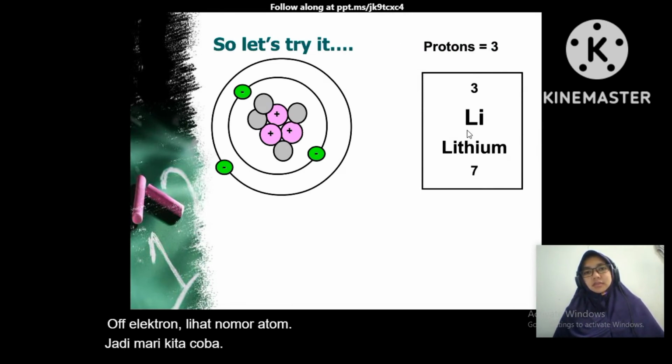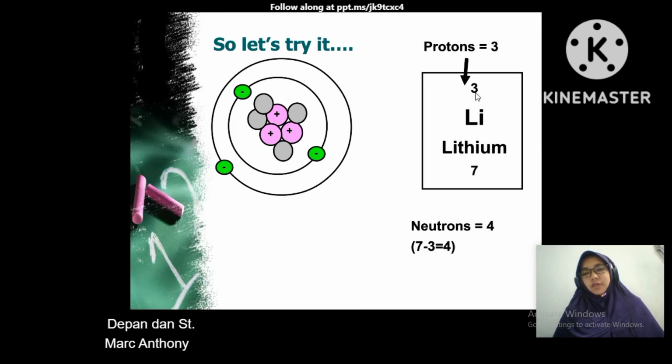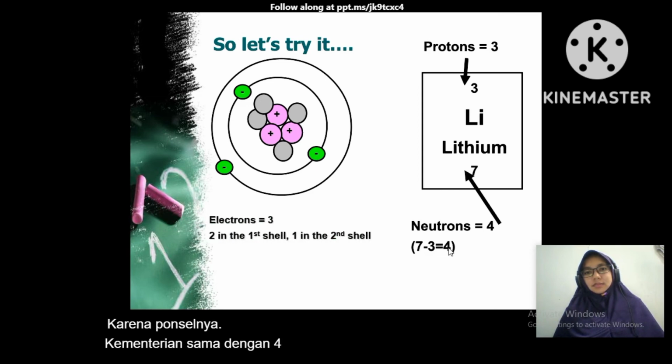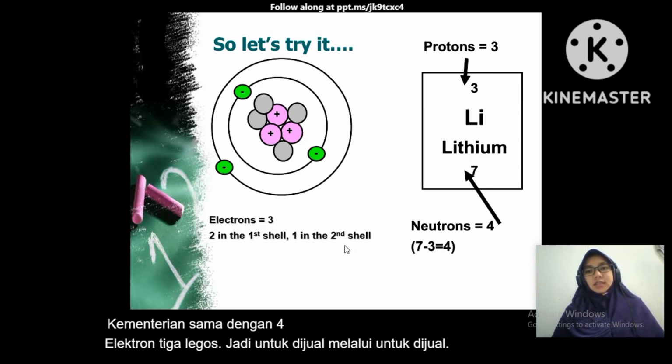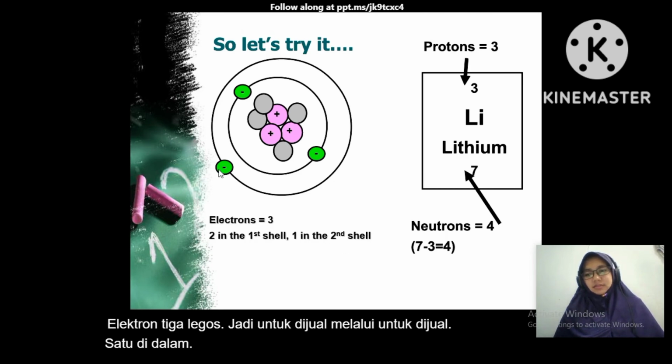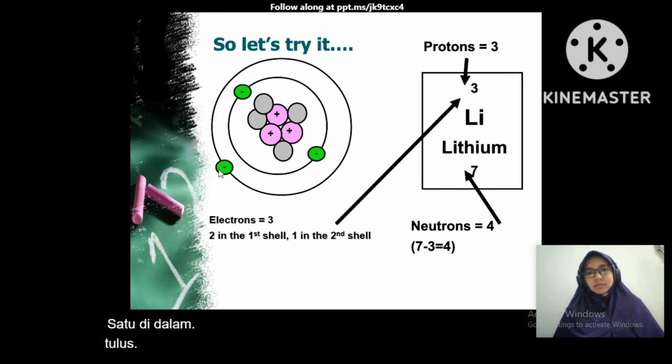So let's try it. Protons: 3. Neutrons: 4, because 7 minus 3 equals 4. Electrons: 3, because 2 in the first shell and 1 in the second shell.